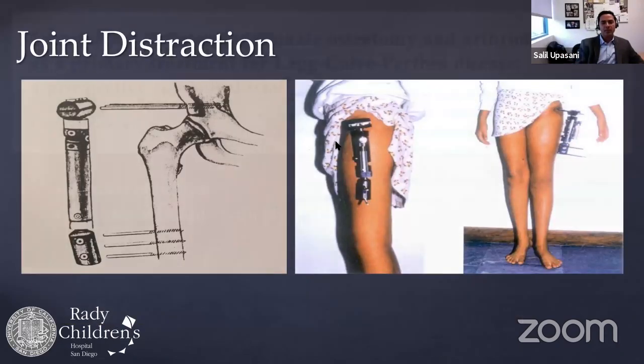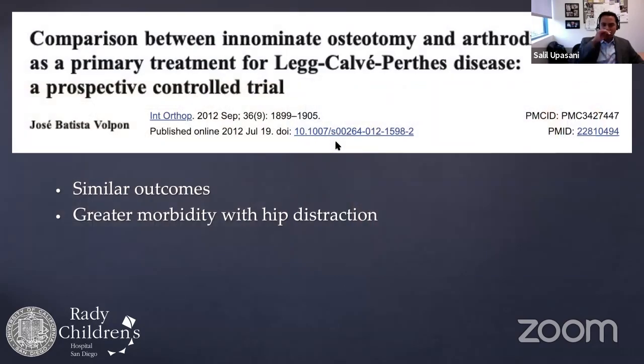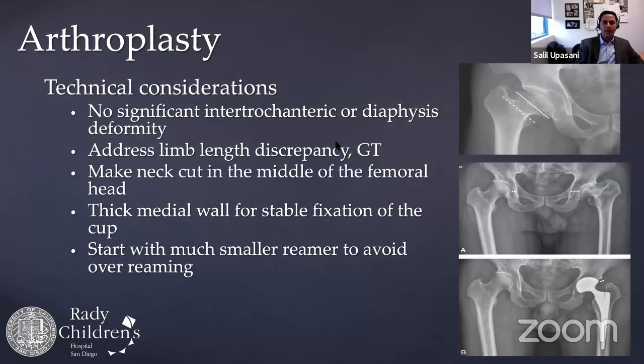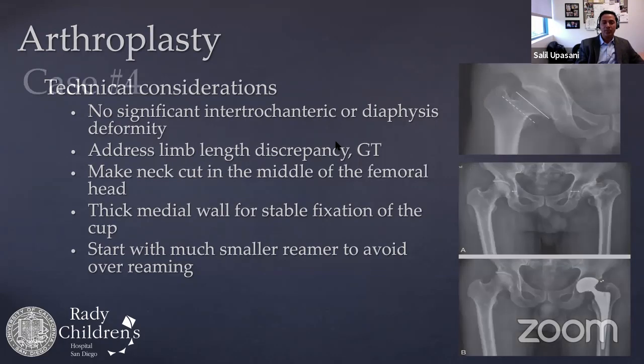So these are the joint distraction concepts. This paper that was recently published in 2012 showed similar outcomes between the distraction and the Salter. So I just think that there's greater morbidity associated with this, and I prefer to not go down that path. And in terms of arthroplasty with significant deformity of coxa magna and the larger head, total hips can get very complicated too, because you have to really medialize that cup and get good offset to tension the abductors properly.